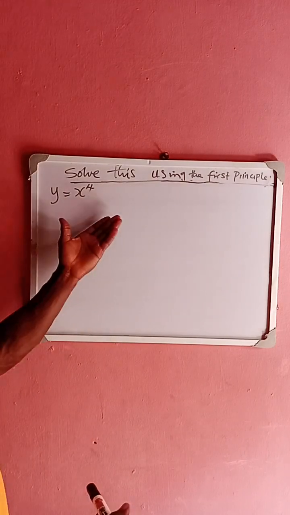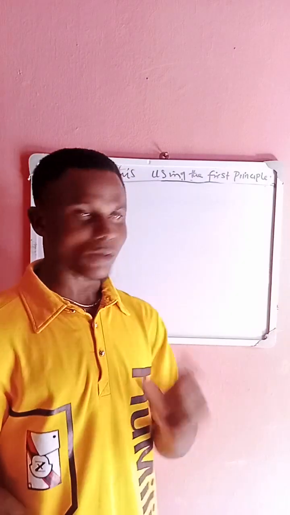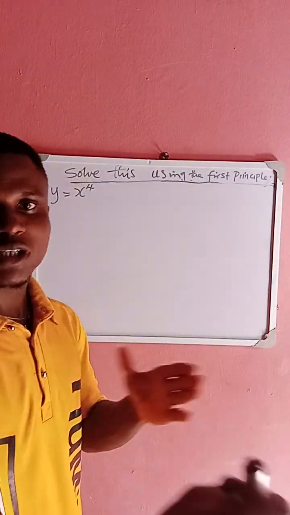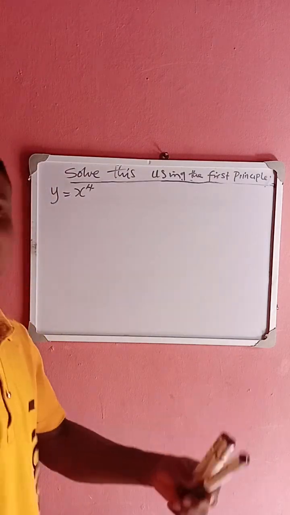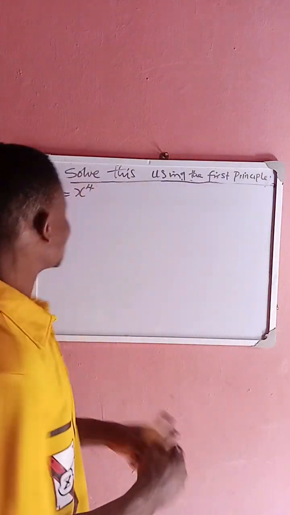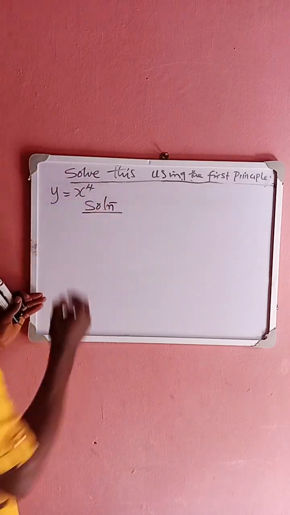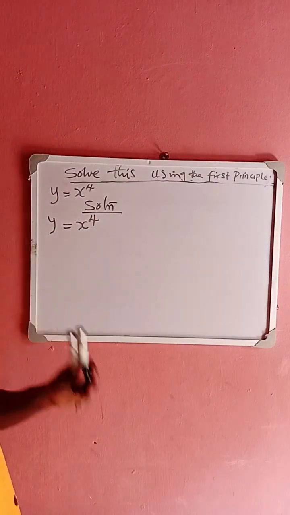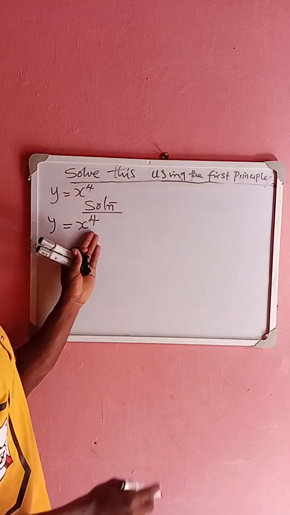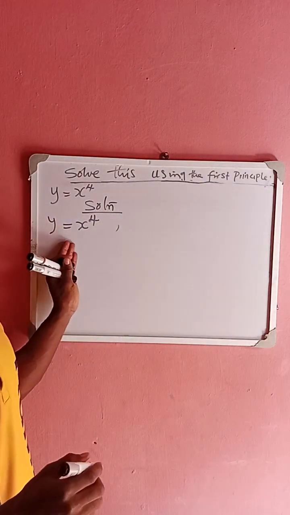Alright, so we have to solve this using the first principle method. Then how do we solve this? First of all, we have to find the change that occurred in both sides of the equation. Then, after finding the change that occurred in both sides of the equation, what do we have to do? Let's say, solution. We have y is equal to x raised to the power of 4. Now, from here, we have to find the change that occurred in both sides of the equation.